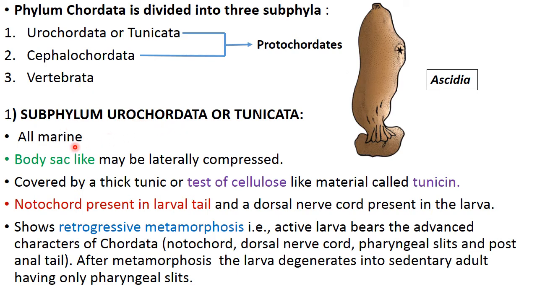These are all marine, and the adult body will be sac-like, as you can see here. By looking at it you can't tell that the adult is a chordate, because it doesn't have a notochord or a dorsal nerve cord. So initially it was thought to be a non-chordate, but then when they discovered the larval stage, they found the notochord in it. And it had a dorsal nerve cord present in the larval stage. So then they placed it in the subphylum Urochordata.